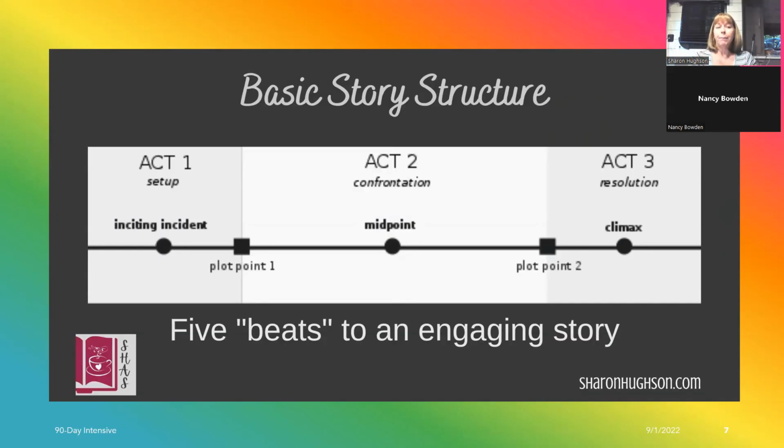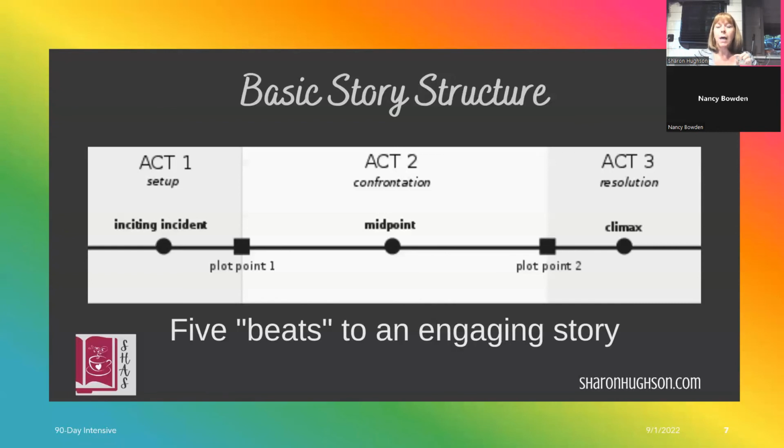The 5 beats that I plan are the inciting incident, which happens sometime in Act 1. Now, this shows it at the middle. Mine happens at the very beginning. So that's not necessarily when it needs to happen, but it has to happen before plot point 1. Plot point 1, midpoint, plot point 2, and the climax. Those are the 5 things that I plot out and plan before I start writing my story.